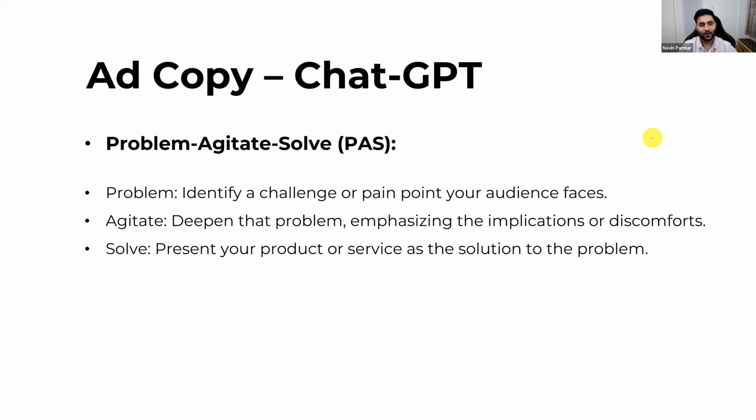Okay. The second formula is problem, agitate, solve, which is also known as PAS, where you identify a challenge or a pain point of your audiences which they face. Now, one thing which you need to keep in your mind, the problem which is faced by your audience should be relevant to your product and service.